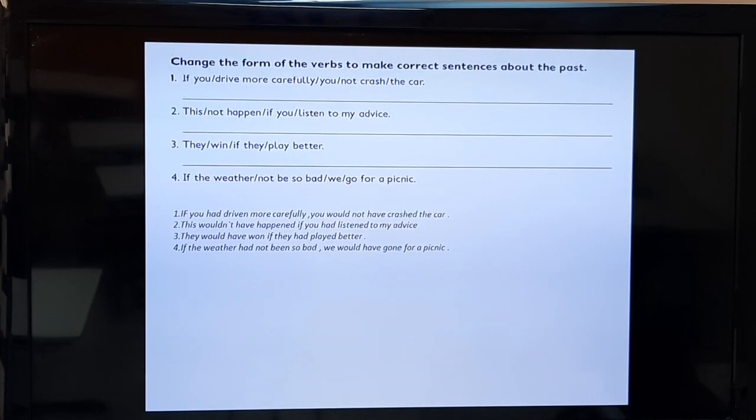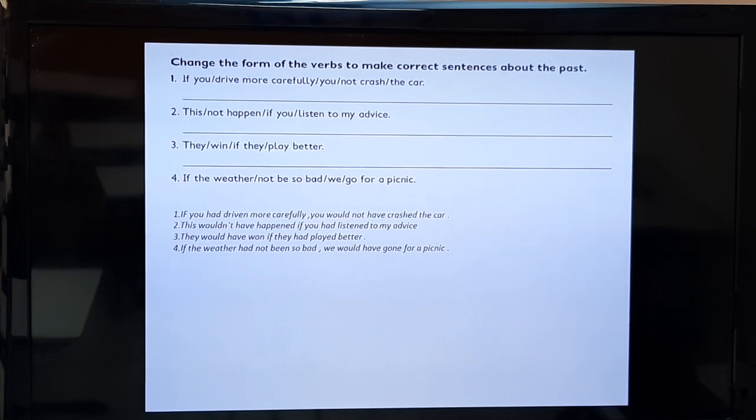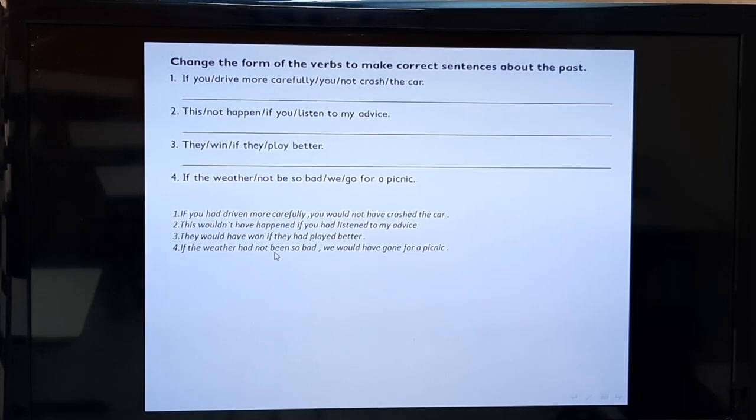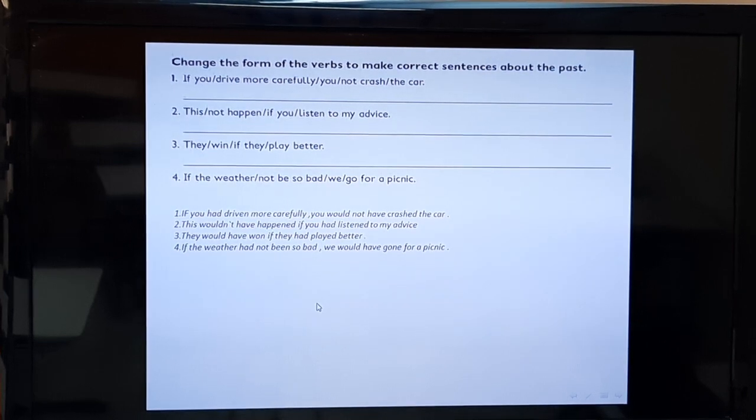Then you have an exercise, section B: change the form of the verbs to make correct sentences about the past. This exercise you can find in page 45, okay? Important. So do this exercise with its key answer, okay?